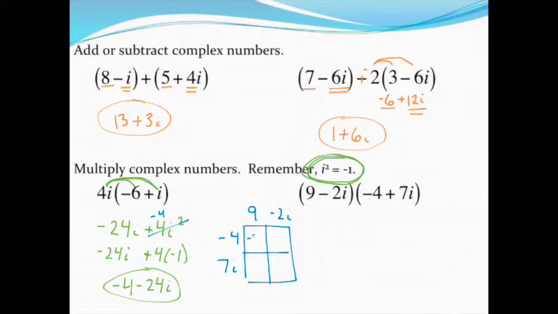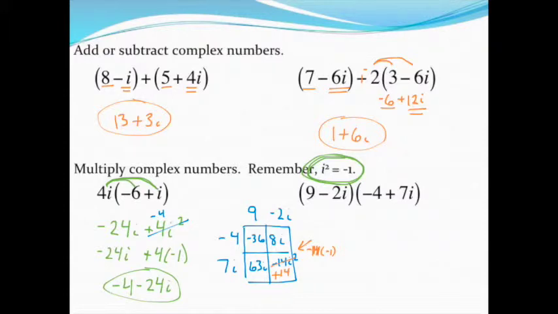So 9 times negative 4 is negative 36. I get a positive 8i. A positive 63i, and then finally I have a negative 14i squared. Now once again, we never want to leave pairs of i's on our paper, so because we have an i squared, it's really equal to negative 1, so that last box is really negative 14 times negative 1, or just positive 14. Or like I said, my shortcut that I like to use, just cross it out and change the sign and drop the i squared, so it's a positive 14.